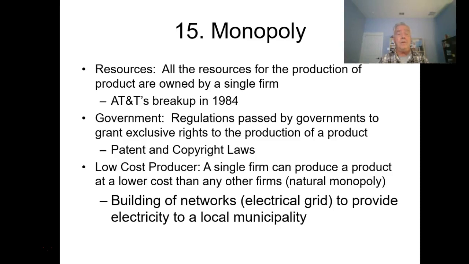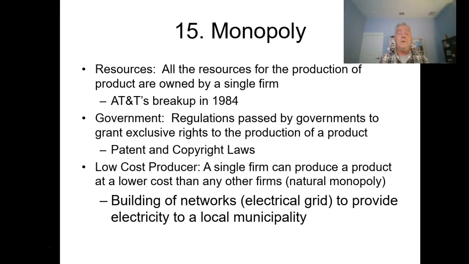Low-cost producers can be monopolists. A single firm can produce a product that nobody else can do. A natural monopoly, we call it. So a single firm produces a product at a lower cost than any other firms. It's called a natural monopoly. For instance, back to AT&T, the building of networks that housed all the telephones. Also the building of networks for the electrical grid in a municipality. Electricity sold to homeowners and to businesses is a regulated monopoly. In other words, the monopolist sets the price, but he has to get approval from the local government to sell in the community at that price.